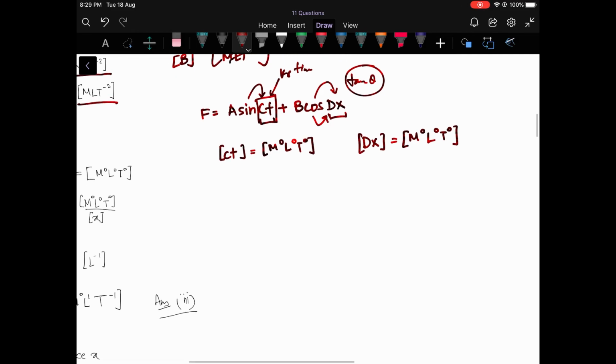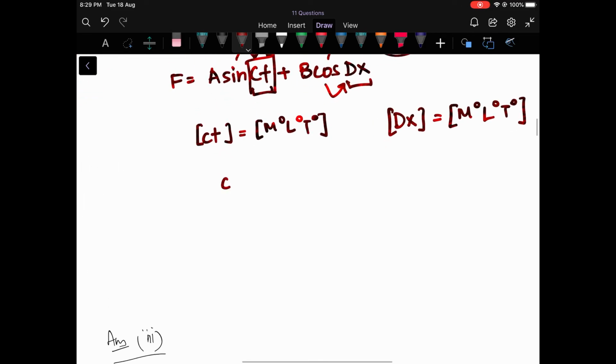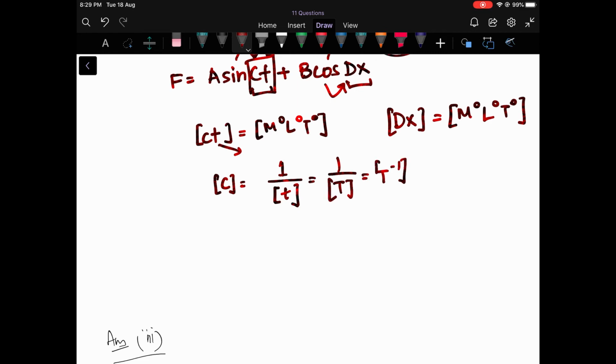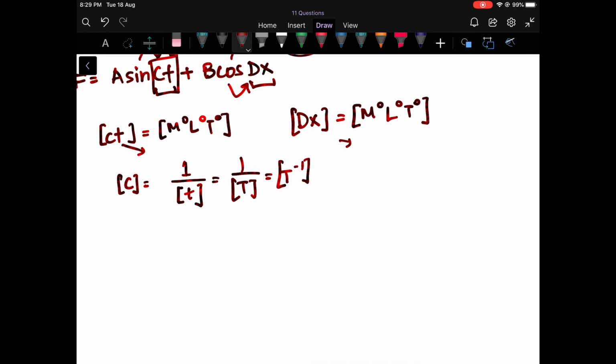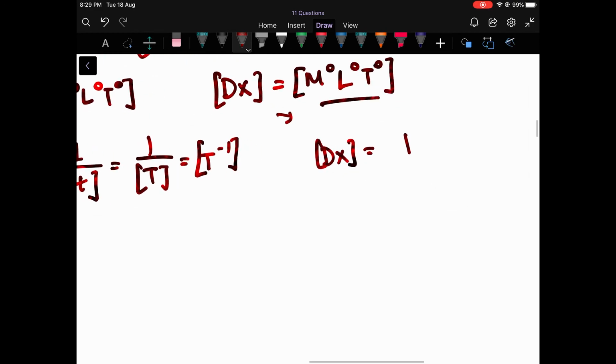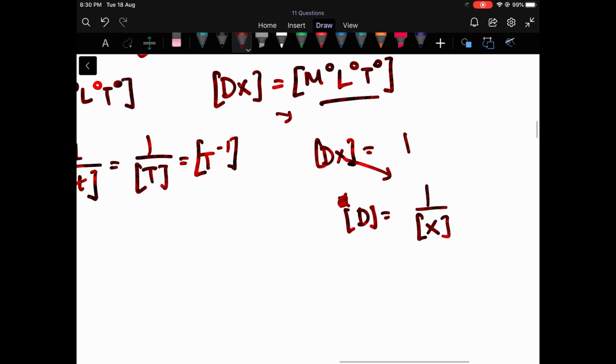Now from here I can write that the dimension of c must be equal to M^0 L^0 T^0. Let me simply write it as 1 for the time being. So we have 1 divided by this t, which goes to the other side, so it is 1 by t. So I can write the dimension of c is 1 by the dimension of time, that is simply T^-1. Again here also, I can write the dimension of dx must be equal to 1. Then the dimension of d must be equal to the dimension of 1 by x, because this x goes to the other side.